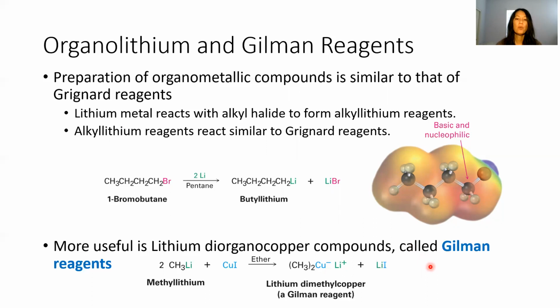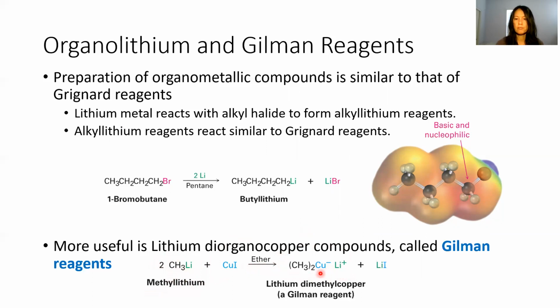Another more useful preparation of organometallic compound is converting that lithium reagent into a lithium diorganocopper reagent. So basically what you can do is take two organolithium compounds. Let's just use methyl lithium here. React it with copper iodide, so this is copper 1+. This is typically done in ether, and you can generate this lithium dimethyl copper. We call this a Gilman reagent.